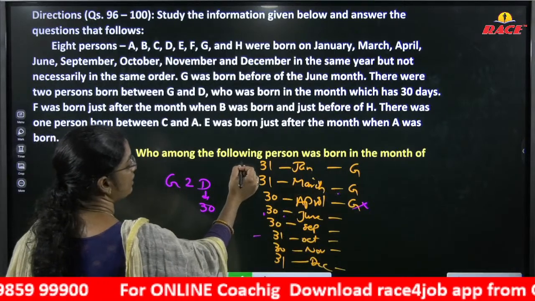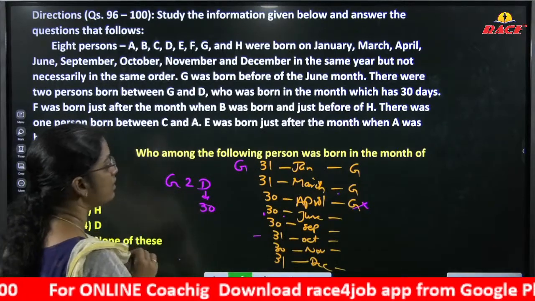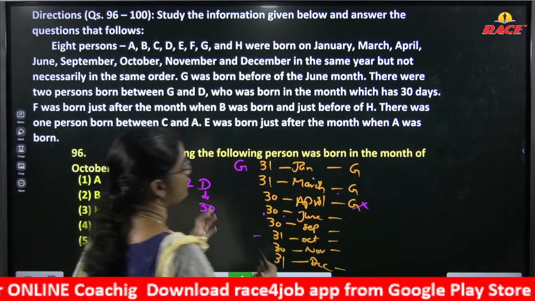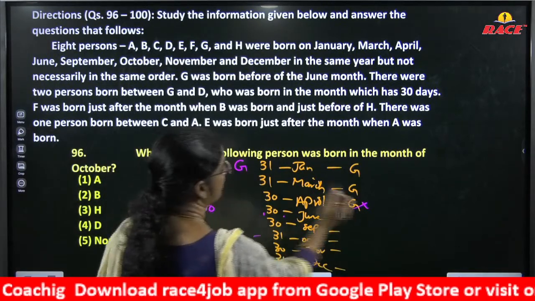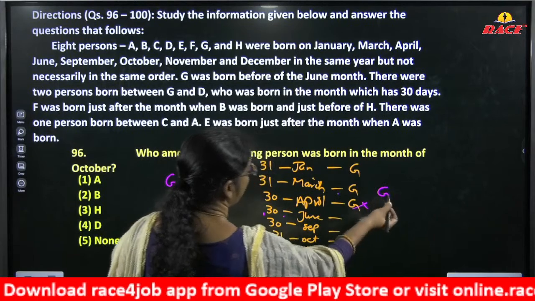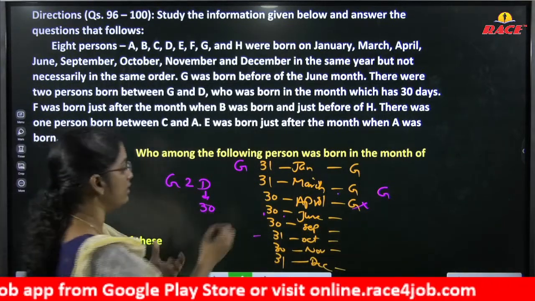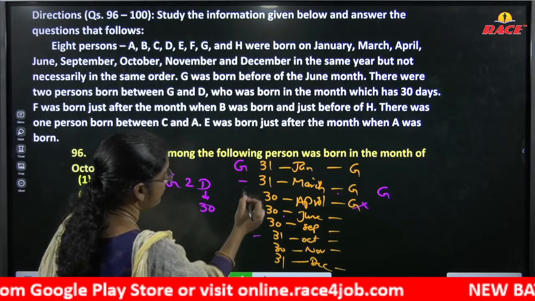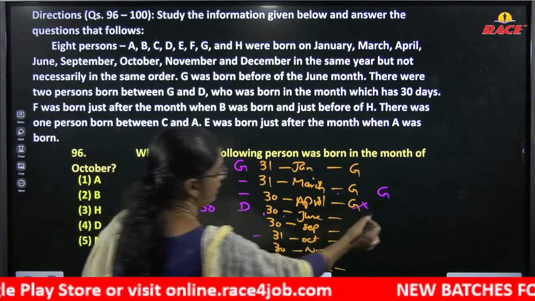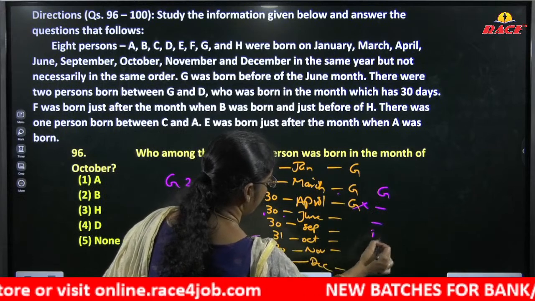Okay, so first I'm taking the first position. At a time I'm taking two ways. So here first I'm taking G. To the right side, G is in second place. In between G and D only two persons are there, so 1, 2, and here I'm taking D.